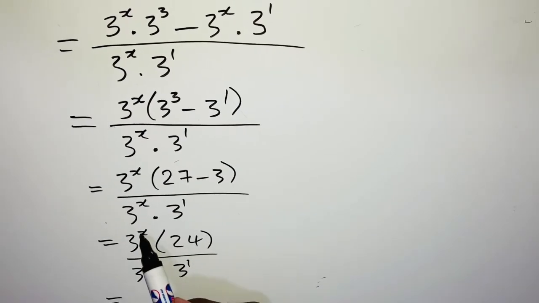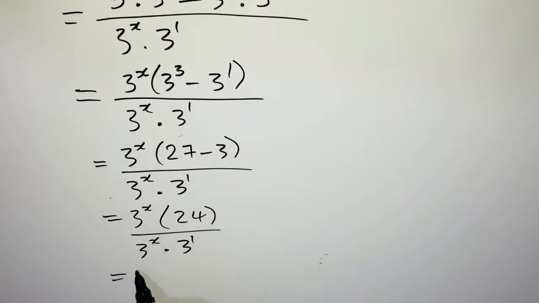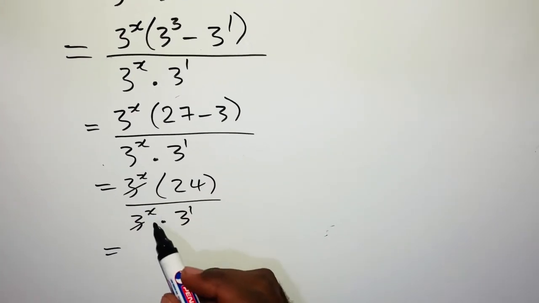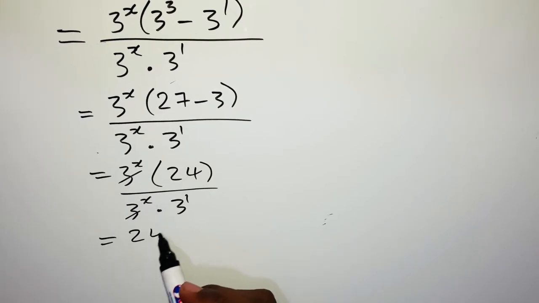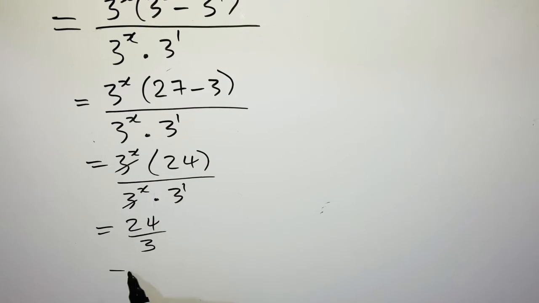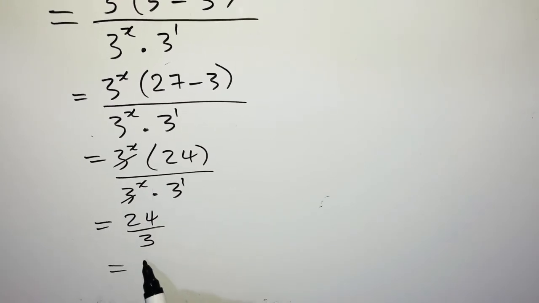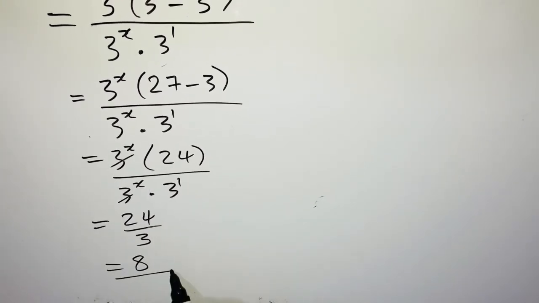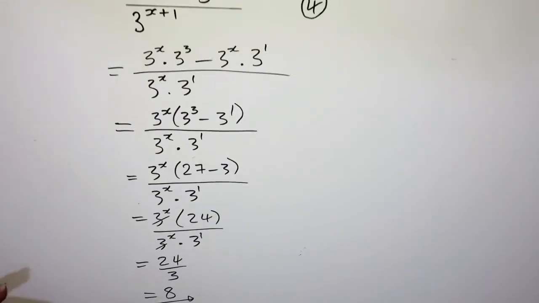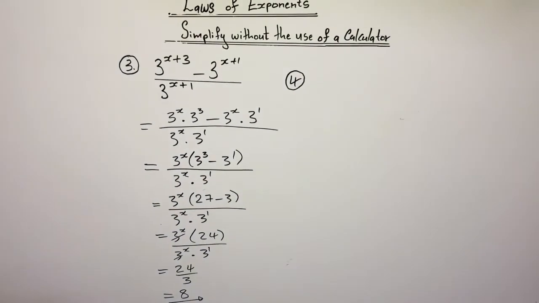Then 3 to the x and 3 to the x, they'll cancel out. Then I remain with 24 all over 3, which gives us an 8. So our answer for this sum is 8. We'll go on to solve the next one.